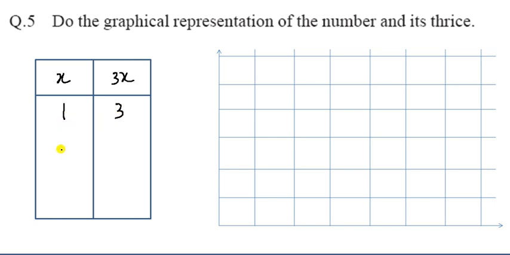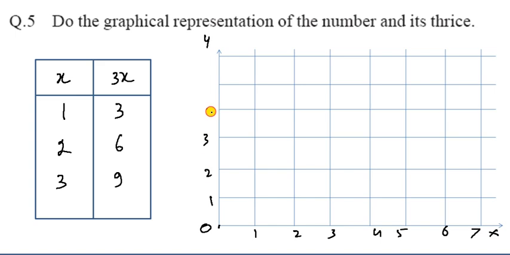Draw a graph to represent a number and its thrice. So the number is your x, and that one is 3x. Suppose the first number is 1, so it is 3. The second number will be 2, so 3 times 2 is 6, and suppose the third number is 3, so 3 times 3 is 9. So you can see here it is the origin, and you write 1 2 3 4 5 6 7. This is your x-axis, and here is the y-axis, so you have to write here 1 2 3 4 5 and 6.